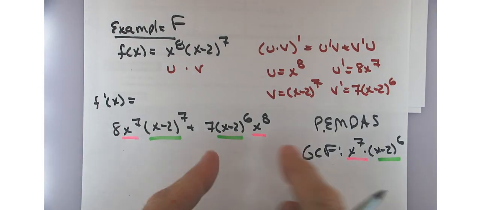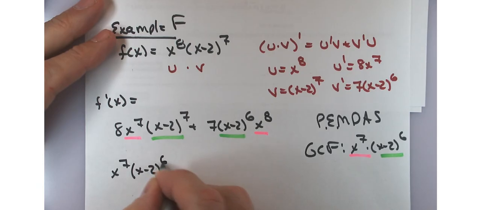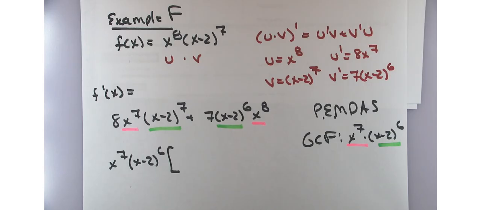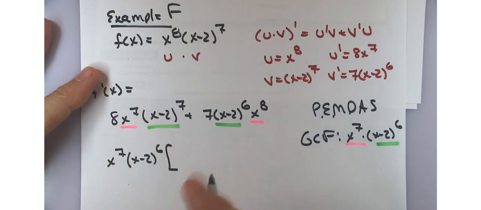All right, so that's what I'm going to factor out. That's going to be x to the 7th times x minus 2 to the 6th. And just for ease of visual sight, I'm going to put a bracket here. If I take out x to the 7th and 6 of these, what's left behind from that first term?